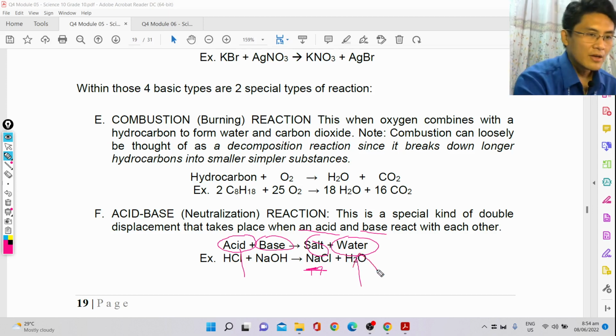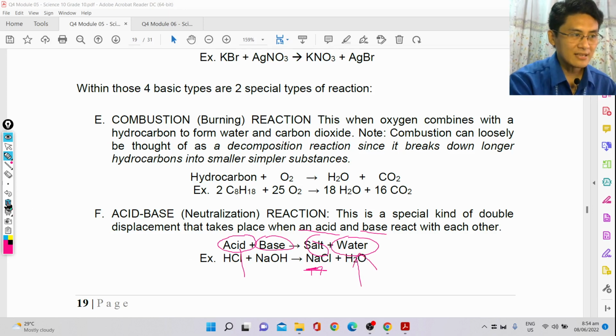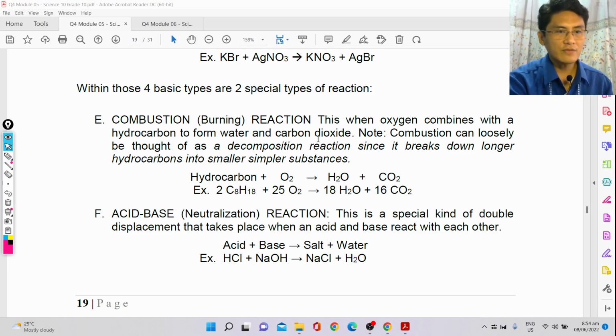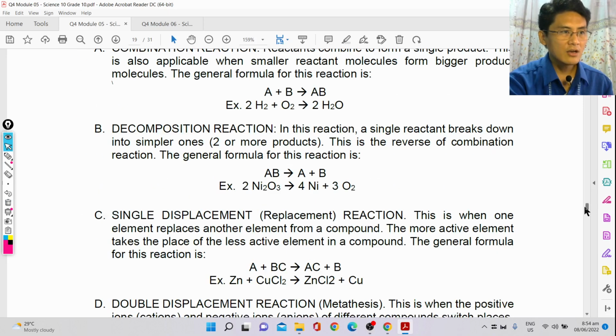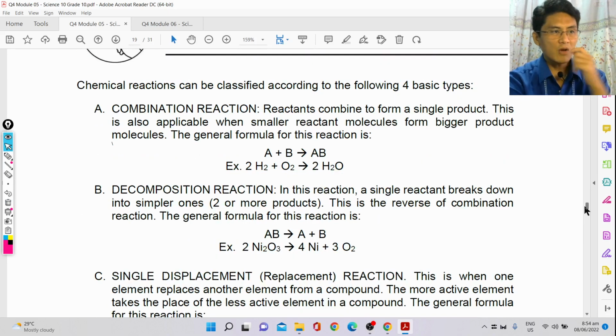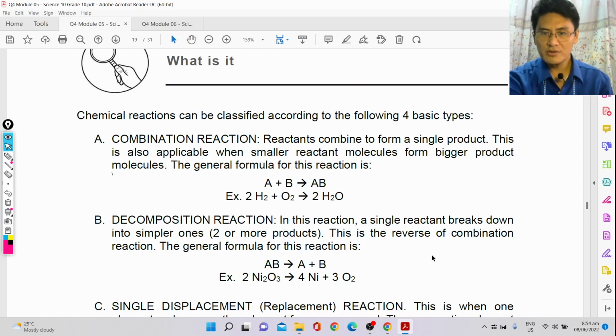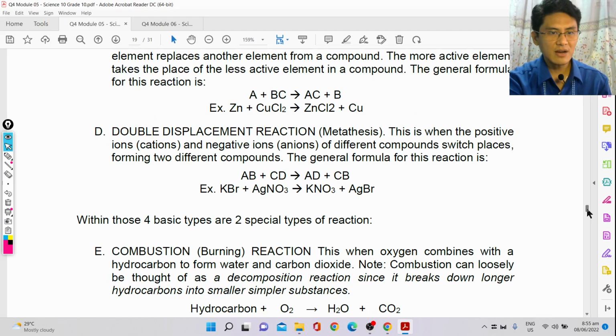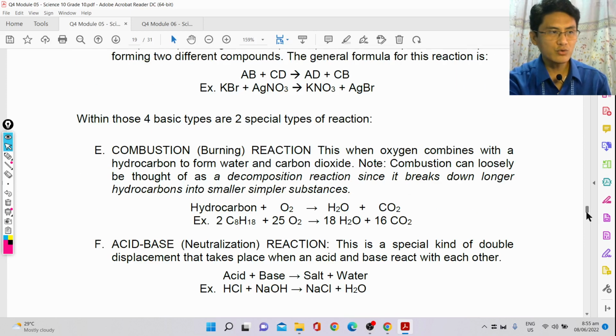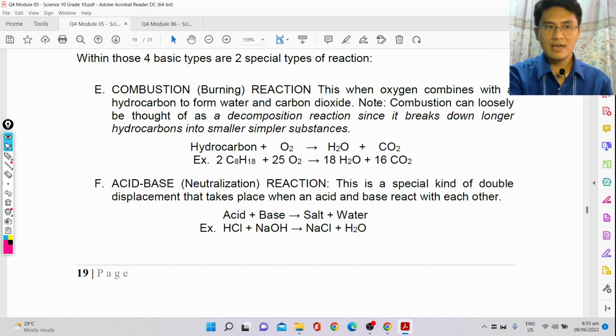So in summary, there are four basic types of chemical reaction. So you have the combination or synthesis reaction, decomposition reaction, single replacement or single displacement reaction, and then double displacement reaction. And then you have two special types. Combustion is like a decomposition reaction that specifically involves hydrocarbon and oxygen forming water and carbon dioxide. And then acid-base neutralization reaction is just a special kind of double displacement that has acid and base reacting to form salt and water. Okay, so that is it for the types of chemical reactions.